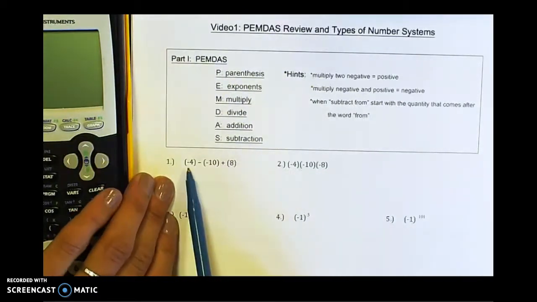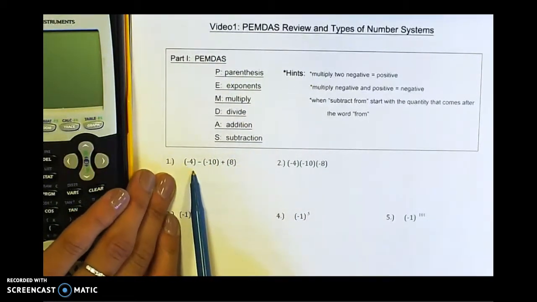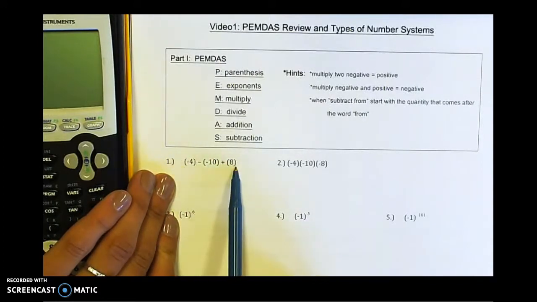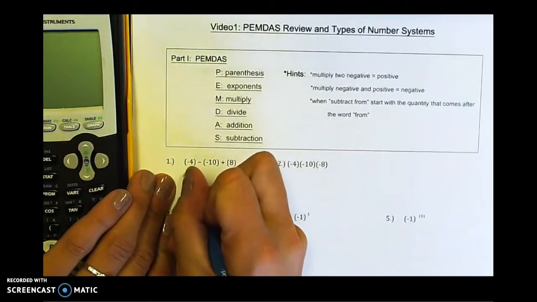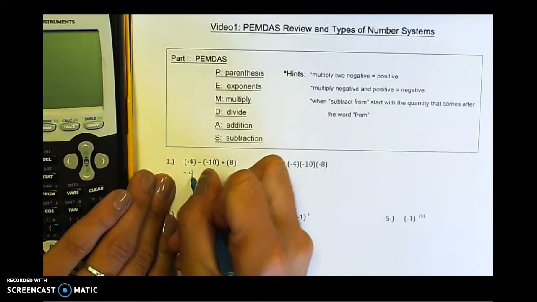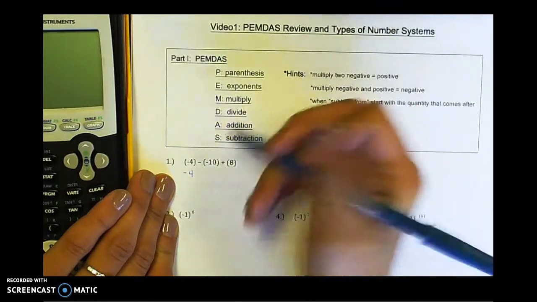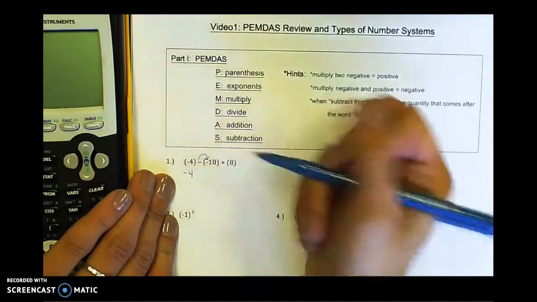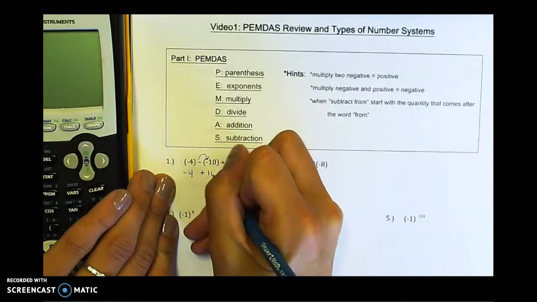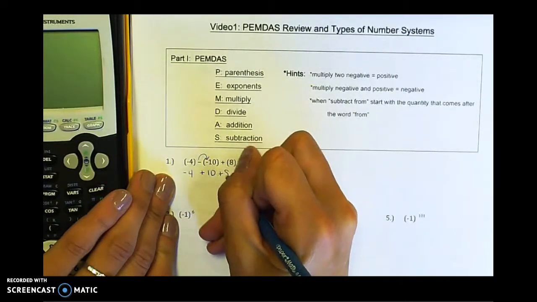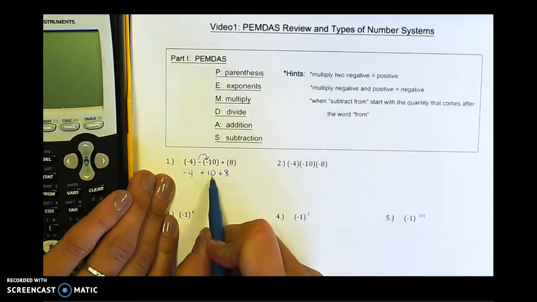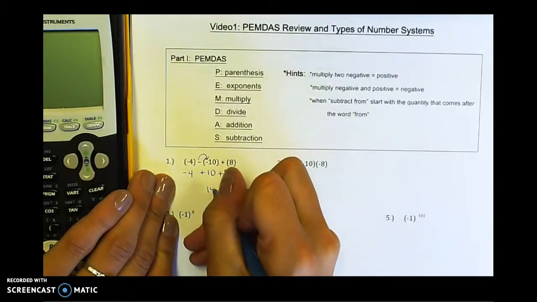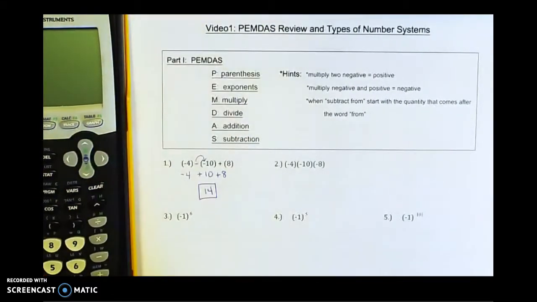So number one, here's our first expression. There's no equal sign, this is an expression. The first thing we want to do is get rid of the parentheses. So here I have -4, I'm just going to rewrite -4. Then I have a -10. Remember, when you have a negative and a negative, that becomes a positive. So +10 and then +8. So now we can just add across. -4 plus 10 is 6. 6 plus 8 is 14. So we have our first solution.